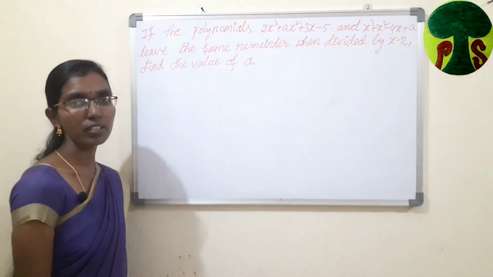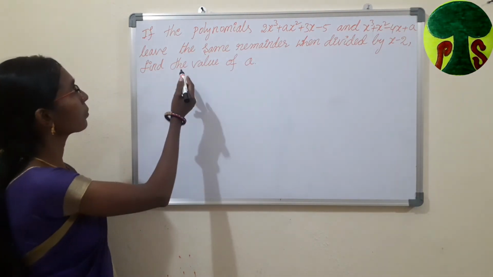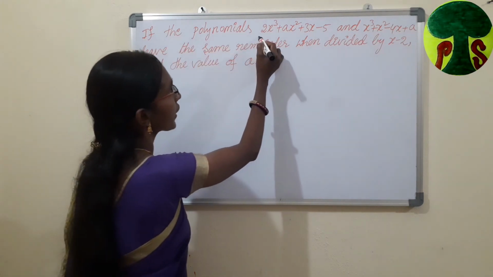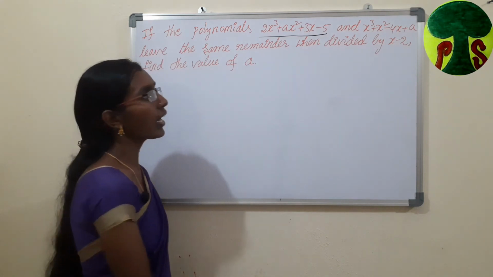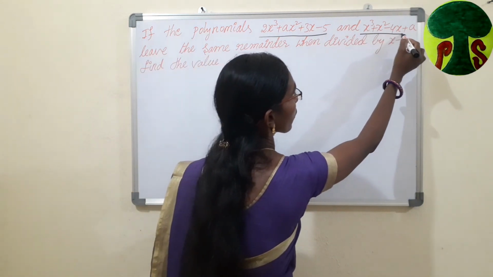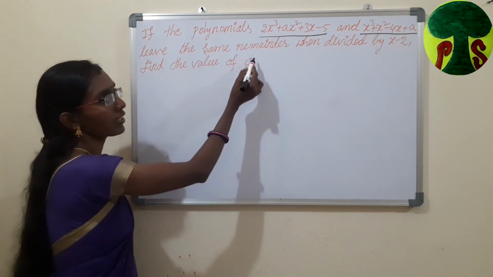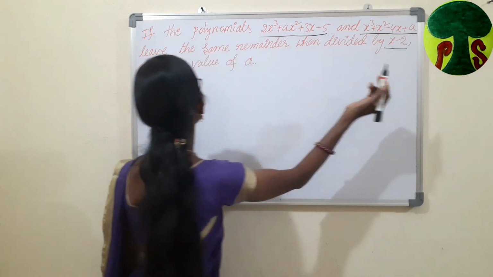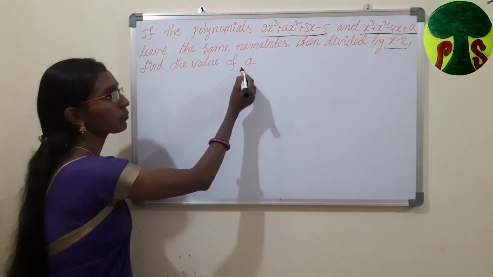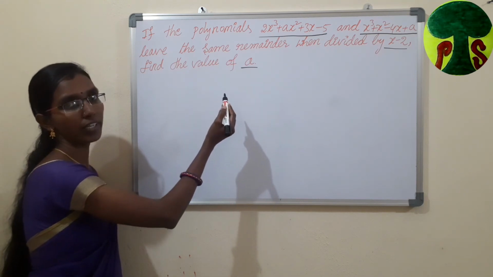Let us consider another problem to understand the concept in depth. Here is the problem. The polynomials 2x cube plus ax square plus 3x minus 5 and x cube plus x square minus 4x plus a leave the same remainder when divided by x minus 2. Find the value of a. What we have to find? We have to find the value of a.